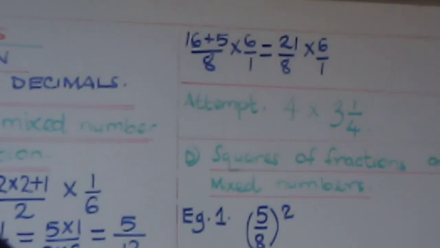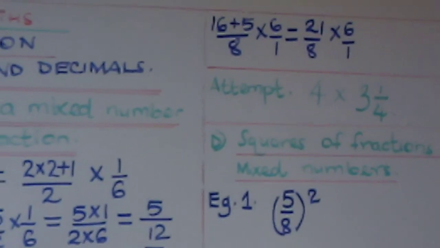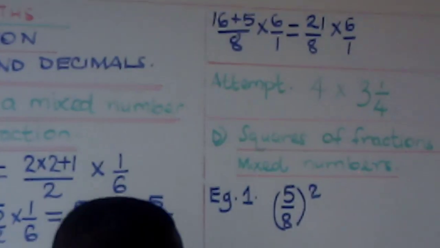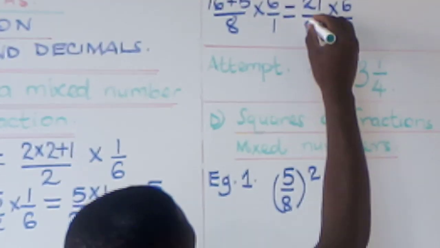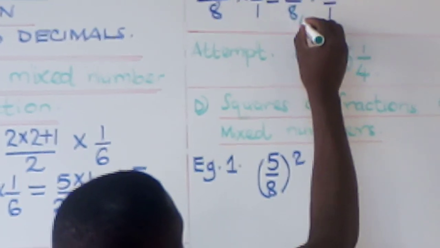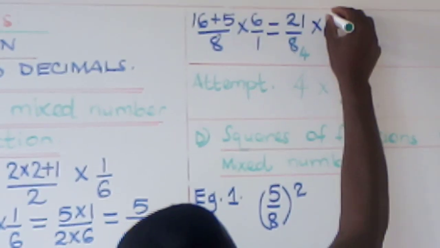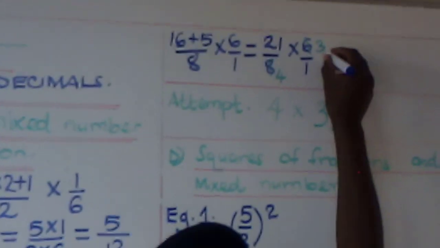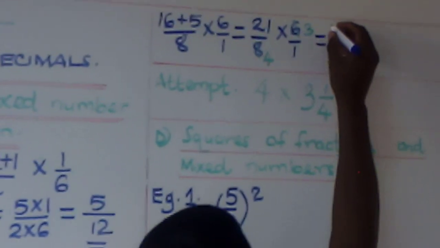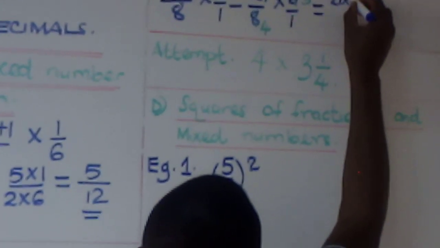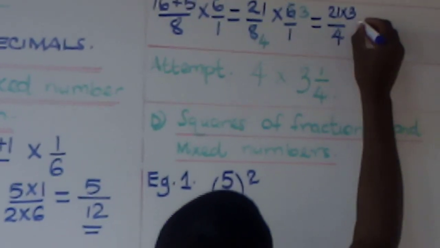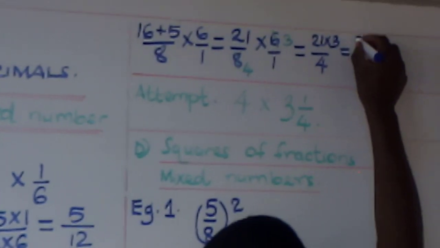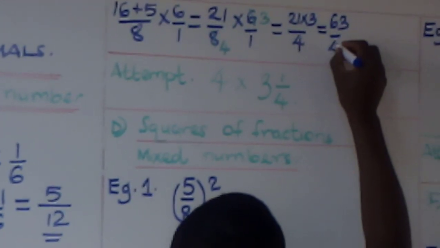We are checking if we can simplify by cancelling. And we can get a common divisor between 6 and 8. The common divisor here is 2. So 8 divided by 2 is 4, and 6 divided by 2 is 3. So we go to our next part. 21 we multiply by 3 over 4. So what is 21 multiplied by 3? 21 multiplied by 3 is 63 over 4.